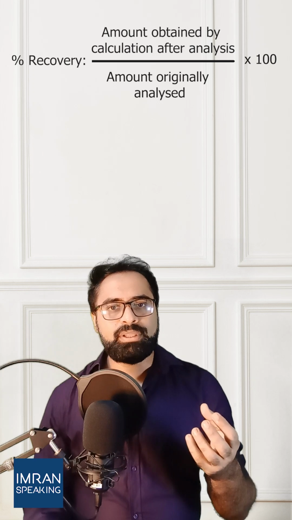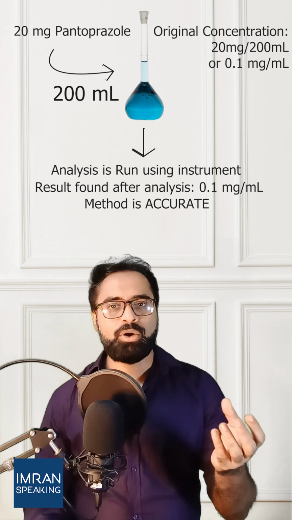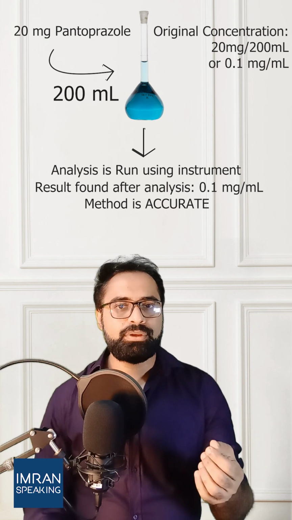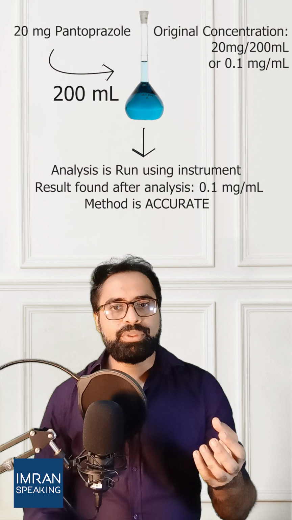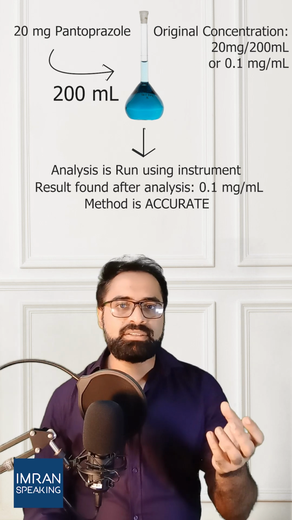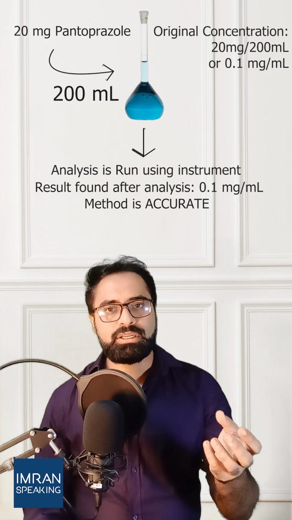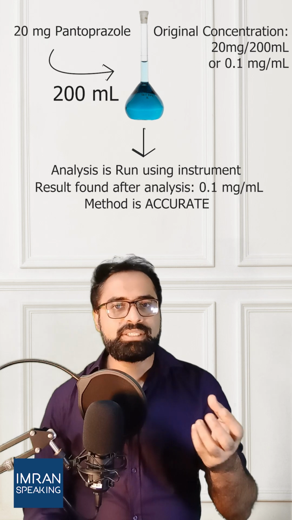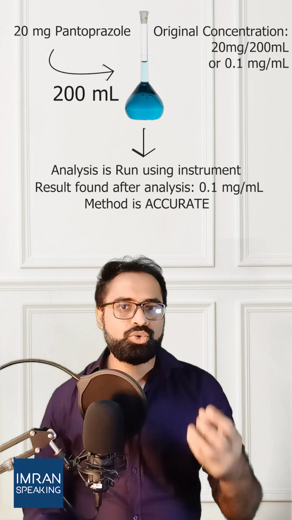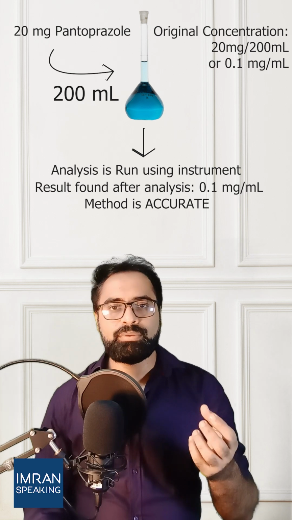Here, a sample is prepared using some placebo and API or impurities in the lab. So we know the exact amount of analyte in the sample. Now, after analysis, if the same amount of analyte is obtained by calculation, we can say that the method reflects the true amount of analyte. Let's understand with an example.